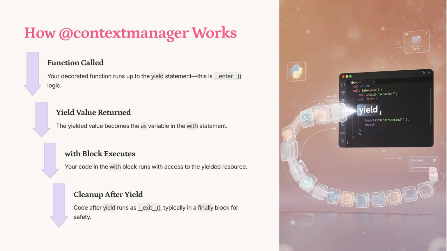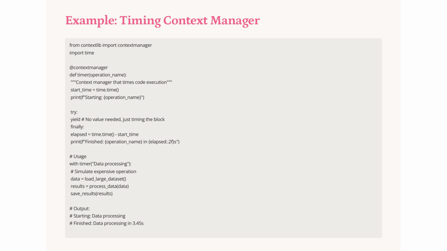The yielded value is assigned to the as variable in the with statement, allowing access to the resource. After the with block, code following yield executes as exit, usually in a finally block for cleanup. The Timer Context Manager measures execution time for code blocks. It starts timing before the block and calculates elapsed time after.